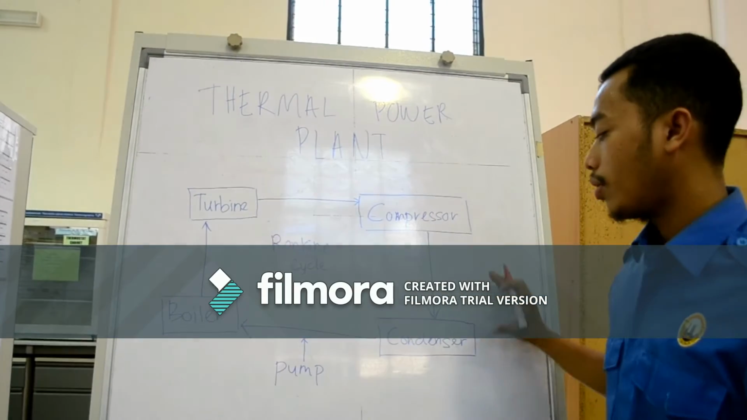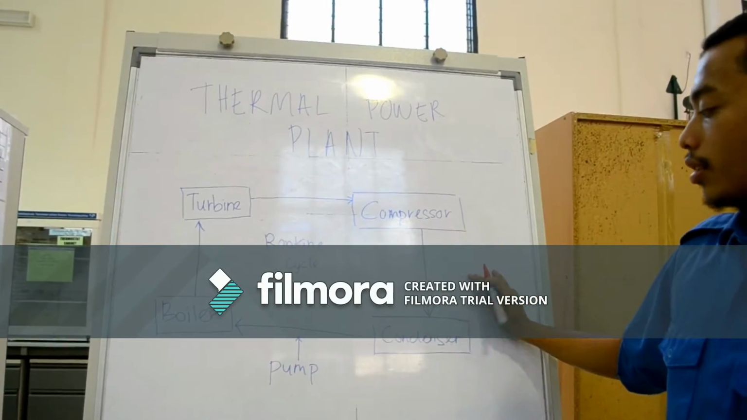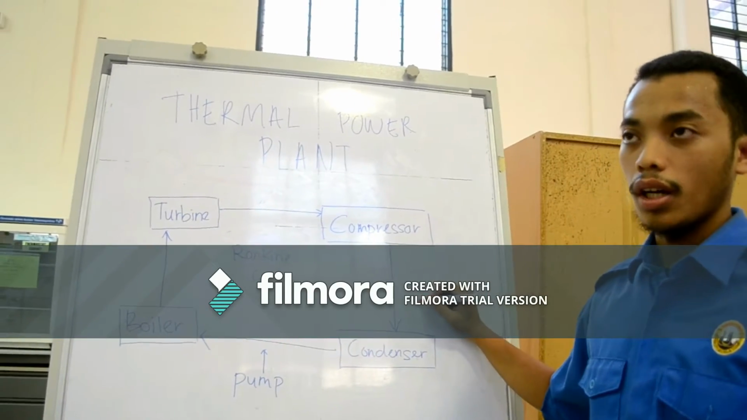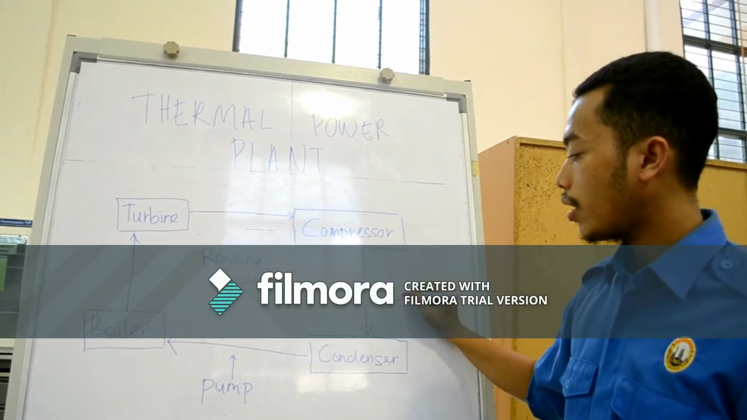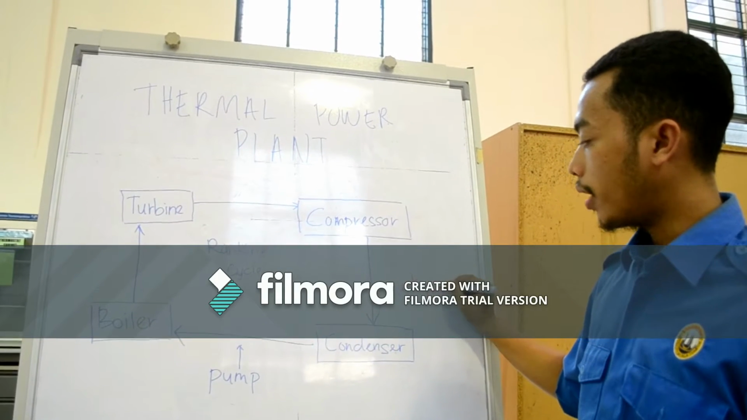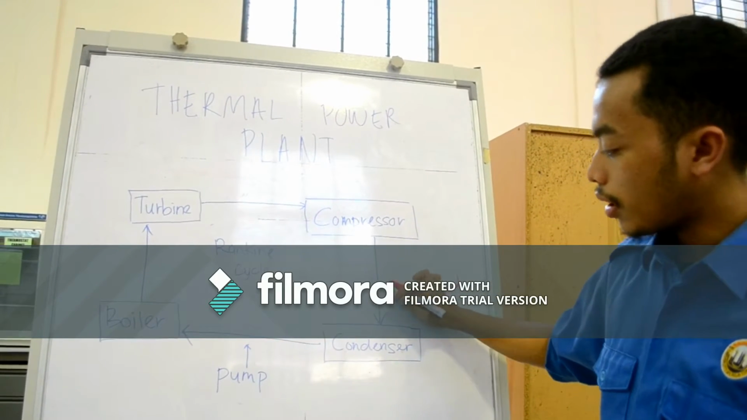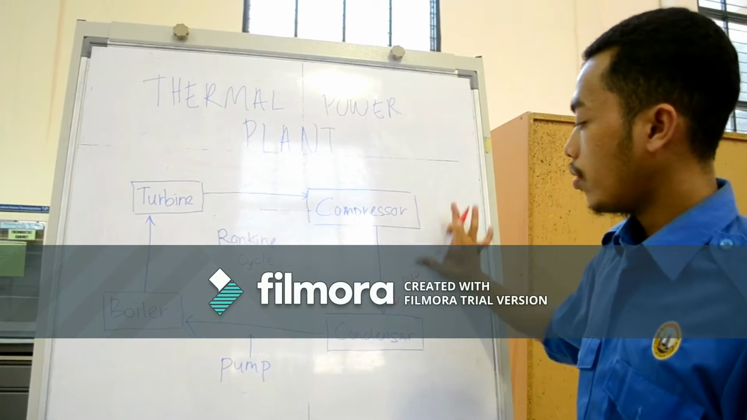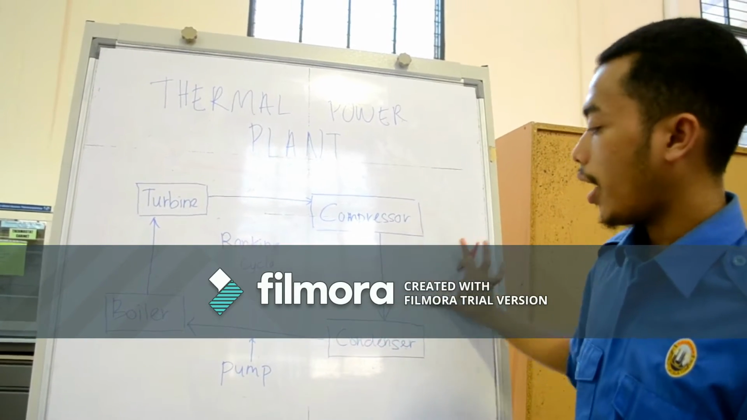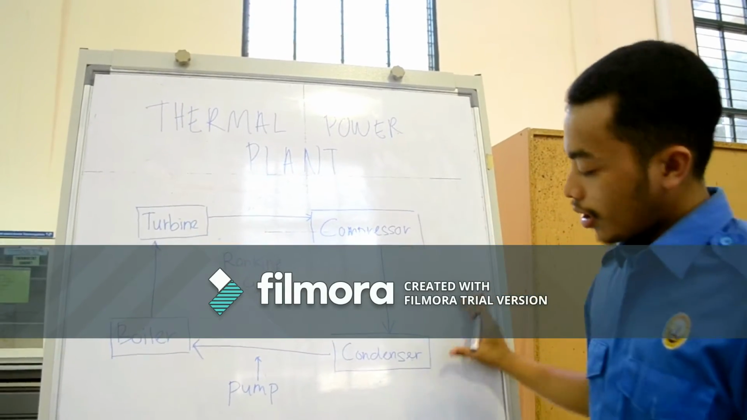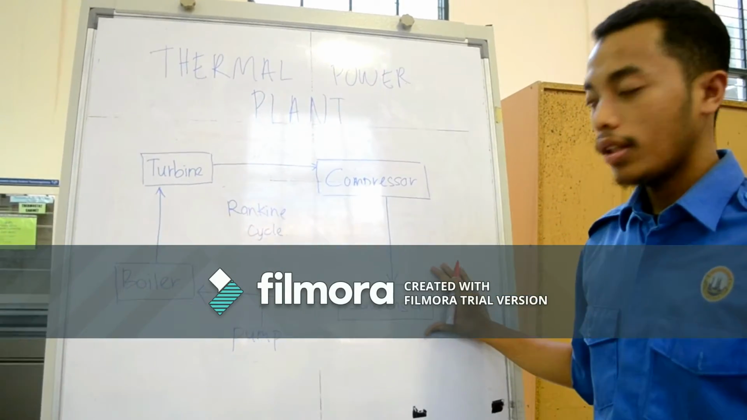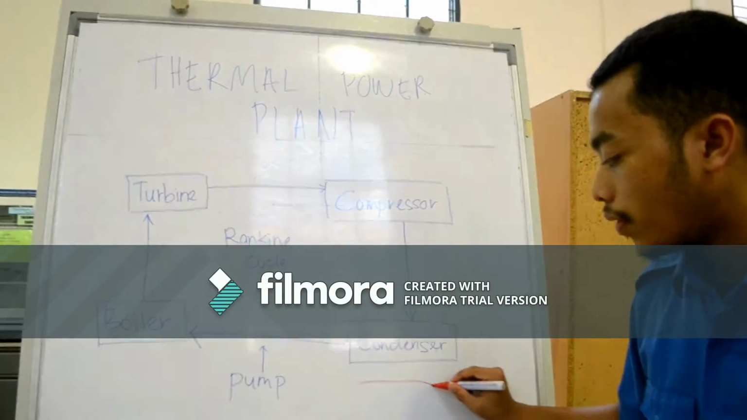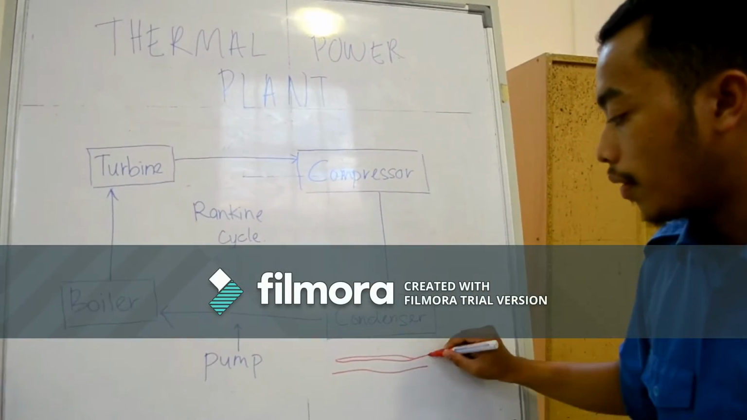So I proceed to the condenser. The inlet of the condenser receives the heat rejected from the turbine. The important equipment inside the condenser is a pipe. There is a pipe.